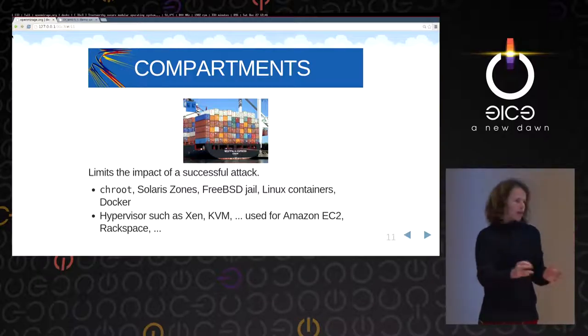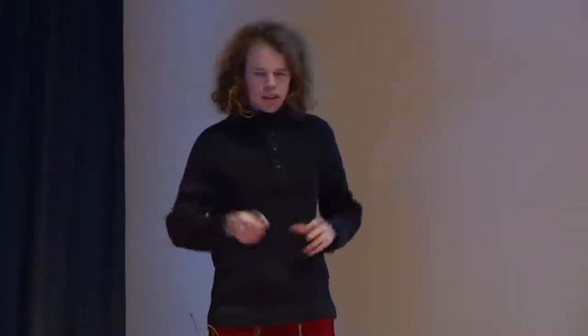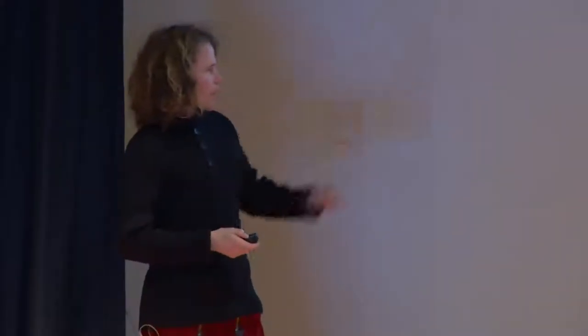Then on the other side, we have the hypervisor approach, such as Xen or KVM, where you have a small hypervisor, and on top of that hypervisor, you run all the different virtual machines, each of which is a complete Linux or Unix environment. So it is its own kernel, its own device drivers, its own TCP/IP stack, and so on. And hypervisors such as Xen are used around the world in the cloud, for example, at Amazon EC2 and Rackspace and so on.